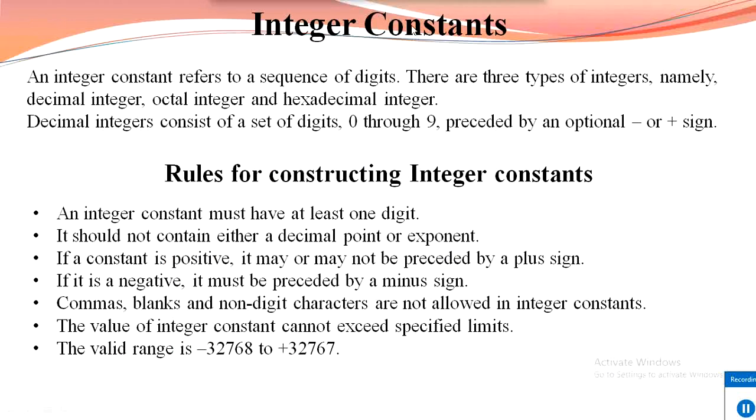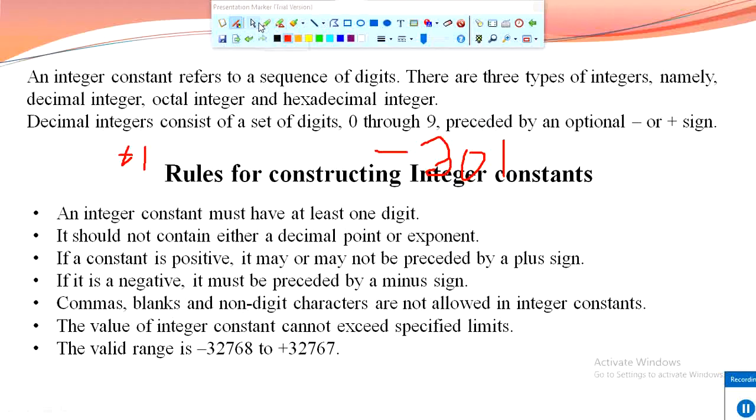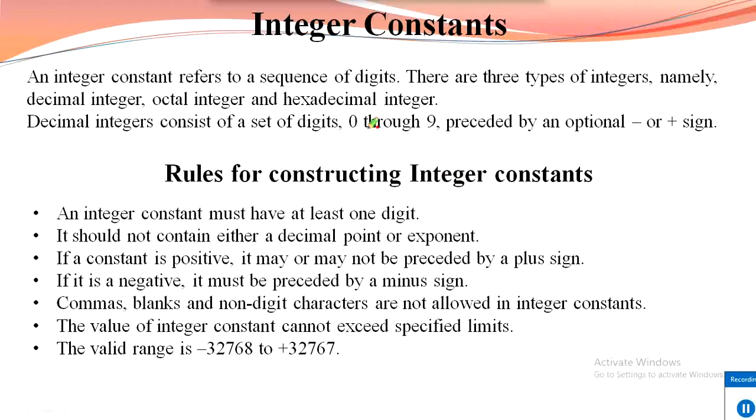Integer constant: any number that you write without any decimal is called an integer. For example, plus 1, minus 301, or any such number is called an integer. For writing an integer, there are certain rules.